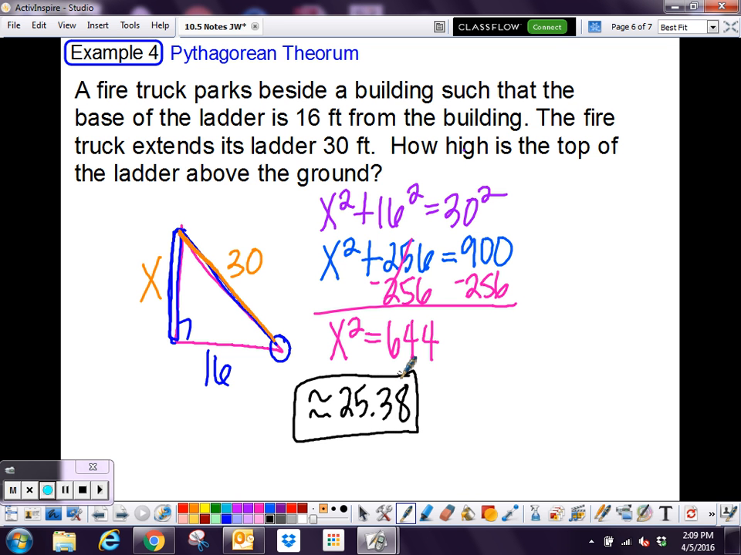Now if I wanted to simplify this, I need to figure out if there are any perfect squares in 644. And I'm going to have to do that in my calculator because I just do not know. Okay, so I think this breaks down into 4 times 161. I don't think there's any perfect squares in 161. So I'm going to circle my perfect square. The square root of 4 is 2, so I'm going to bring that out, and I'm left with the square root of 161. And that's my answer. So there it is both ways, as a simplified radical and as a decimal. You need to know how to do both.